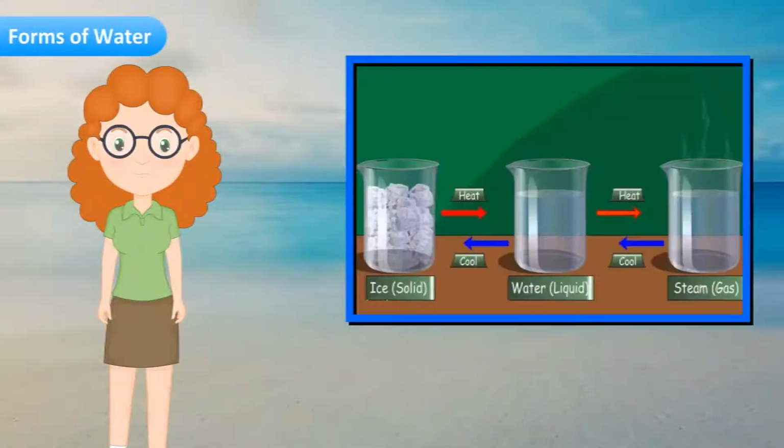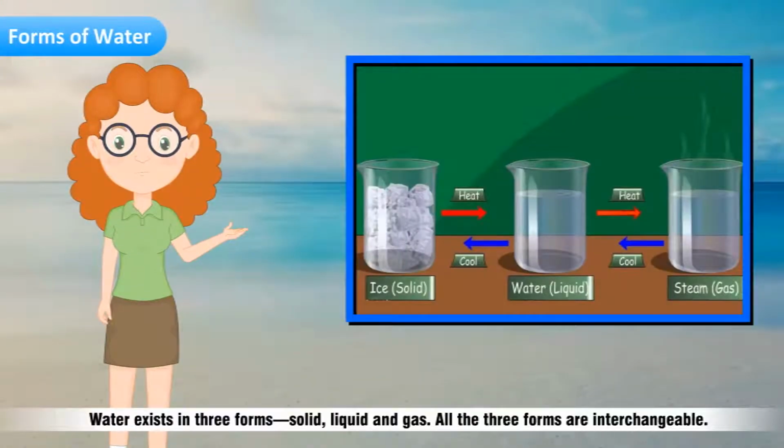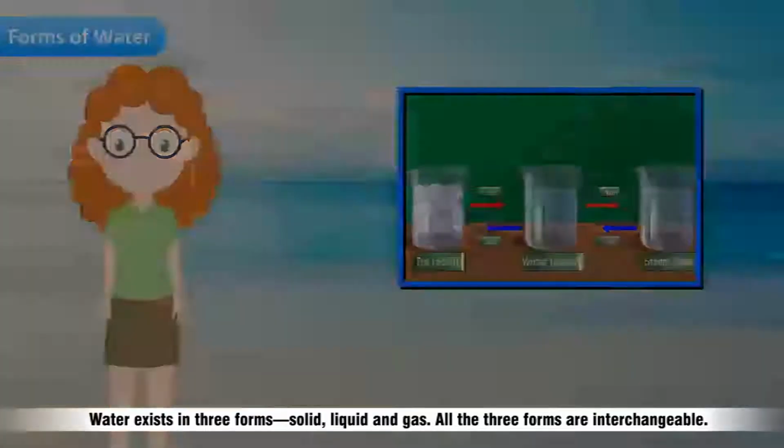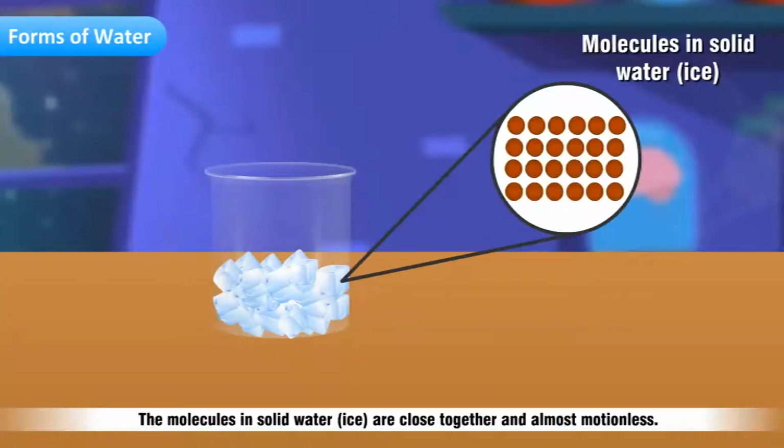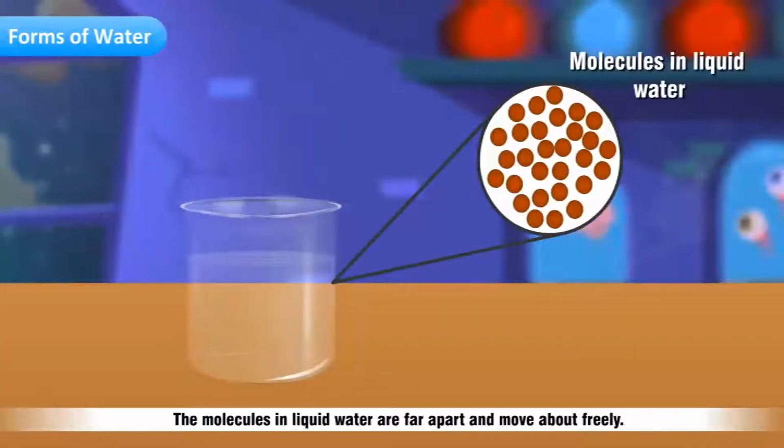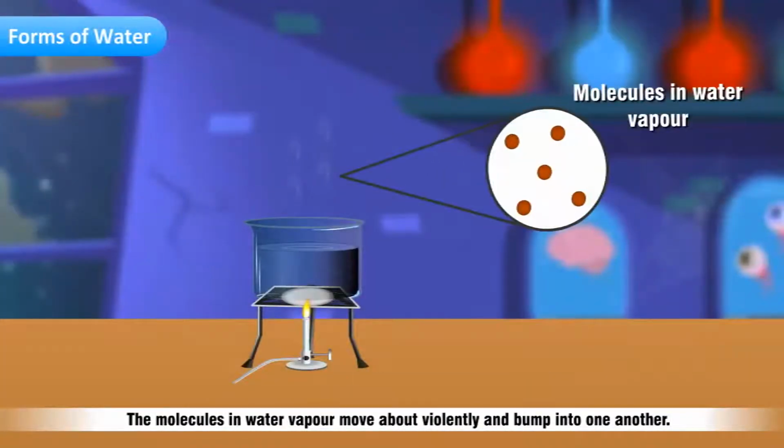Forms of water. Water exists in three forms: solid, liquid, and gas. All the three forms are interchangeable. The molecules in solid water, ice, are close together and almost motionless. The molecules in liquid water are far apart and move about freely. The molecules in water vapor move about violently and bump into one another.